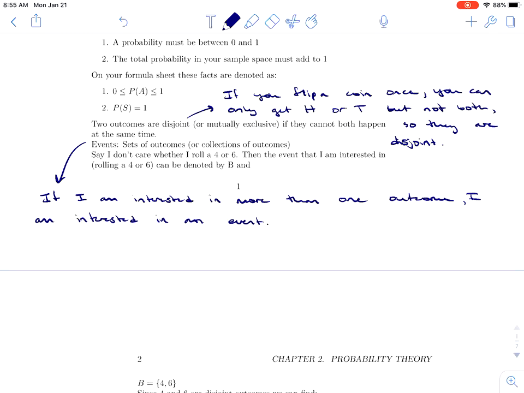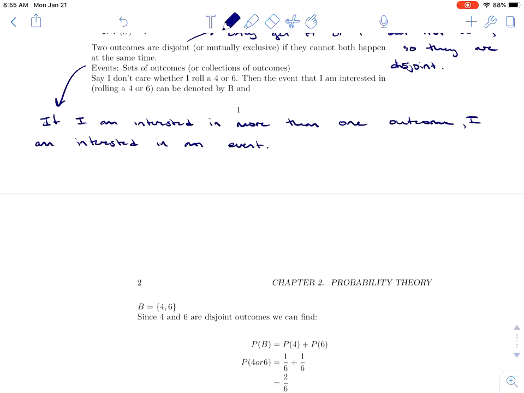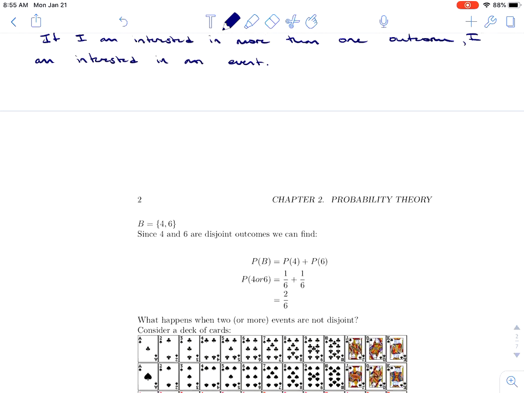So let's just say I'm interested in, what's the probability of rolling a 4 or a 6? We can just say I'm going to denote that by B, just picking a letter, it doesn't matter. And if we wanted to, we could use set notation like I have here. It's not something that I expect you to know, but here we're just denoting a set of outcomes. So B is a set of 4 or 6.